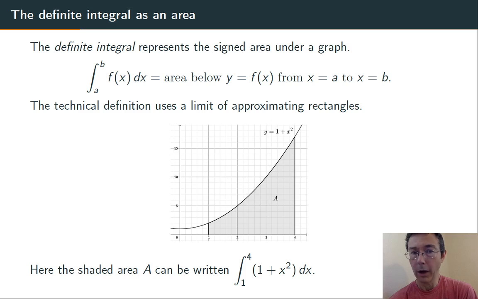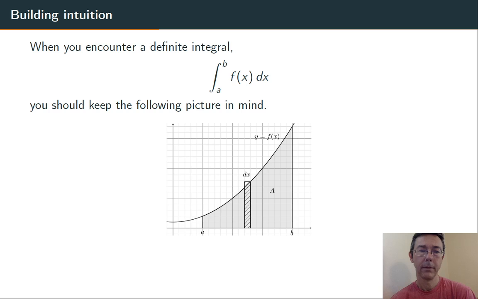There's a pretty typical picture here. I've drawn the graph y equals 1 plus x squared. To represent the integral from 1 to 4, 1 plus x squared dx, I'm shading the area under that graph between x equals 1 and x equals 4. One thing to keep in mind, if the graph dips below the x-axis, the area between the x-axis and the graph on that interval is going to count as negative. We'll see an example like that in a little bit.